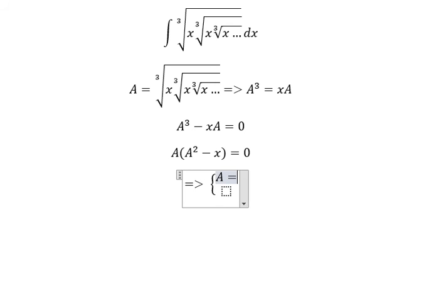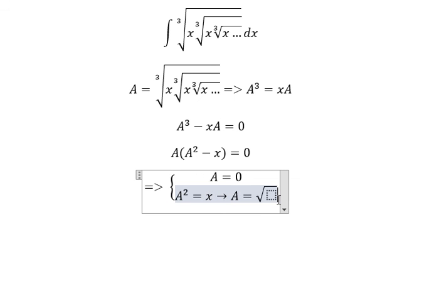Capital A equal to 0, and A squared equal to s. As you can see, if A equals 0, we don't have the value in here, so we need to find the value of the integral. So we just select the second one, and for capital A we will put A equal to the square root of s.